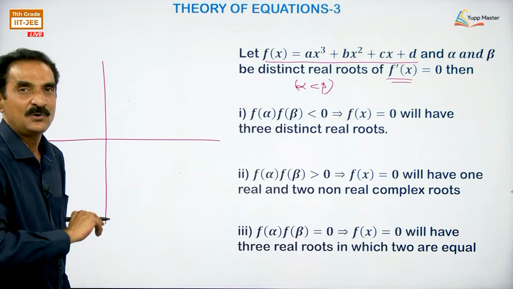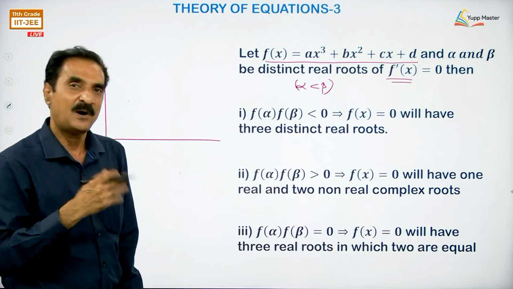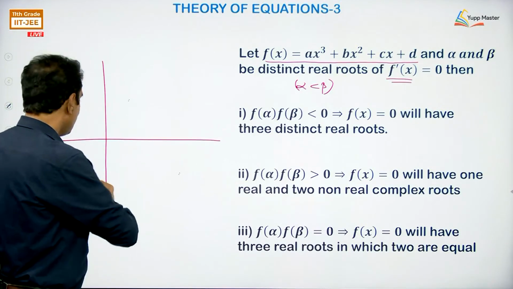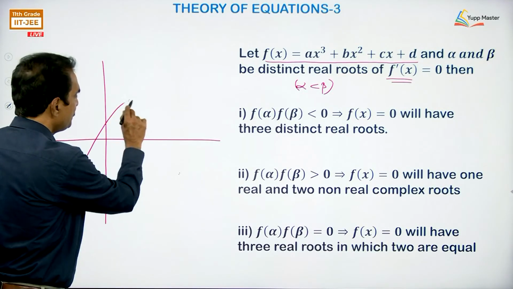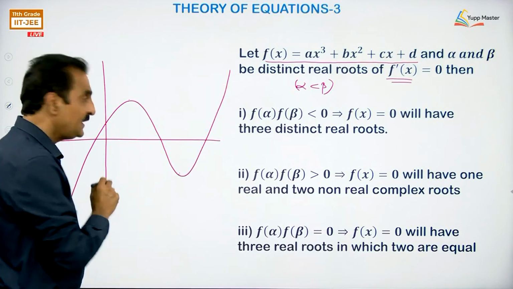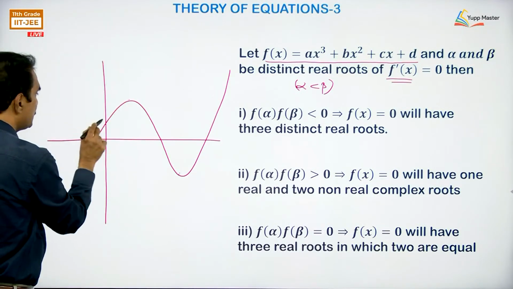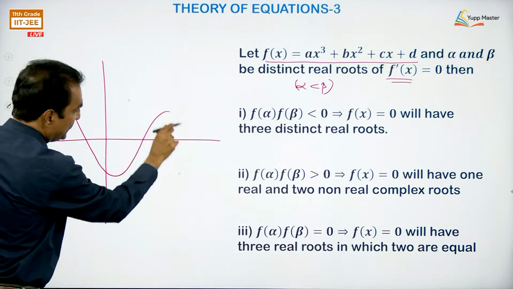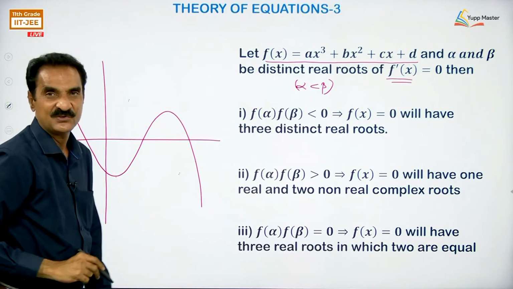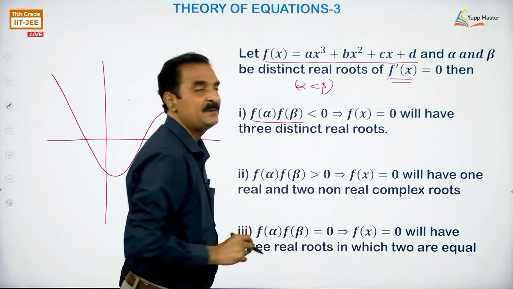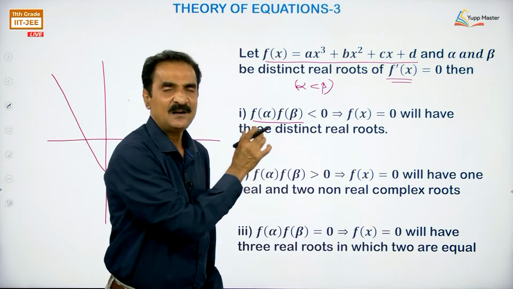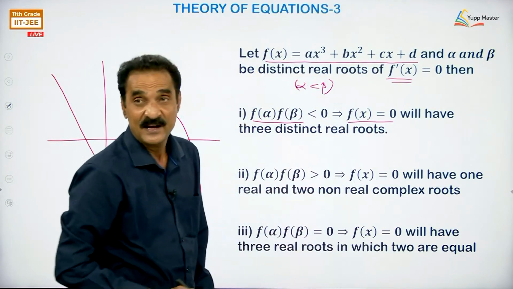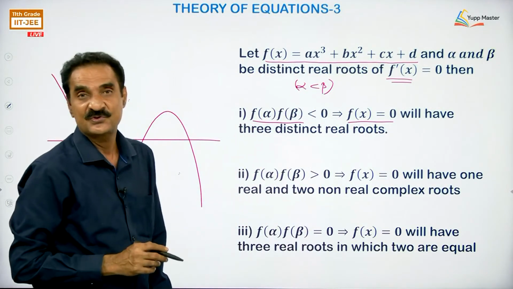Is it not? So whatever be the value of a, positive or negative, if the maximum and minimum lie on opposite sides of the x-axis, then the graph, suppose a is positive, it should be like this. If a is negative, it will be like this. Minimum is negative, maximum is positive. So whenever maximum and minimum values have opposite signs, or when the product is negative, then the cubic equation f of x is equal to 0 will have 3 distinct real roots.